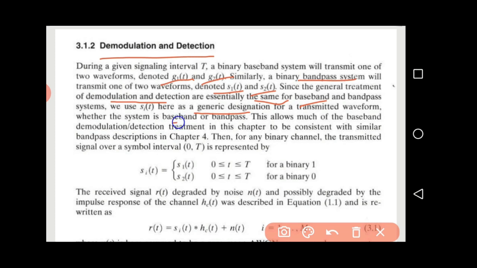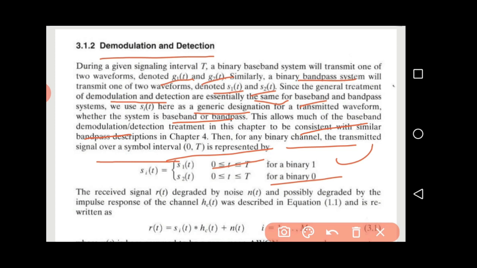Whether the system is baseband or bandpass, this allows much of the baseband demodulation and detection treatment in this chapter to be consistent with the similar description that we have discussed. Then for any binary channel, the transmitted signal over a symbol period 0 to T is represented by si(t), equal to s1(t) for the interval 0 to T for binary 1, and s2(t) between 0 to T for a binary 0.